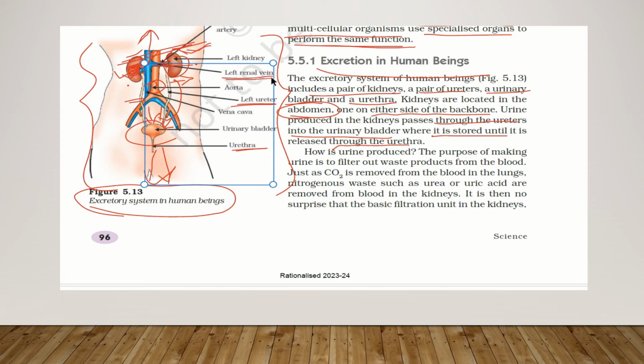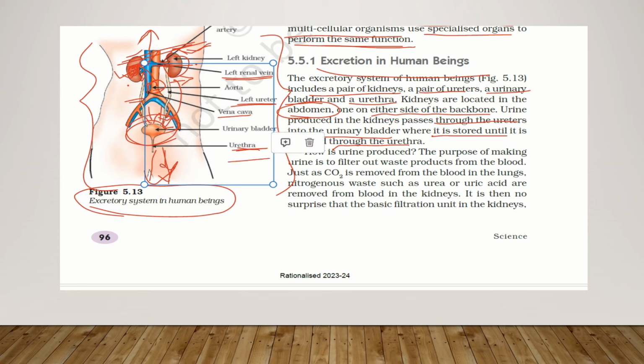This is the left renal vein. This is the aorta, which is dividing into two parts when it enters the kidney. These are the vena cava, that is the inferior vena cava. The renal veins open up into the inferior vena cava from the lower parts of the body. This is the bladder, where the urine is stored in a pouch, and then it is excreted out of the body through this urethra.